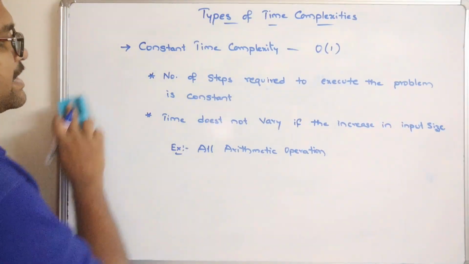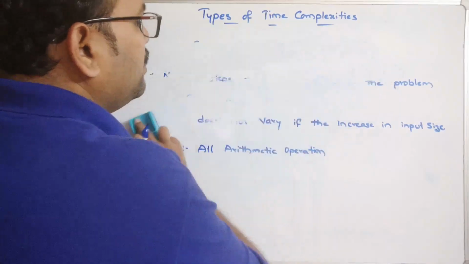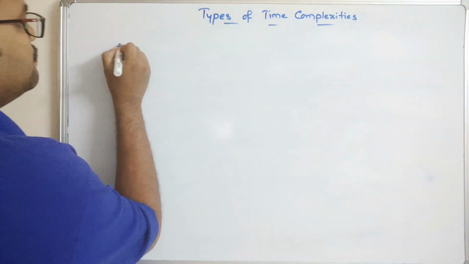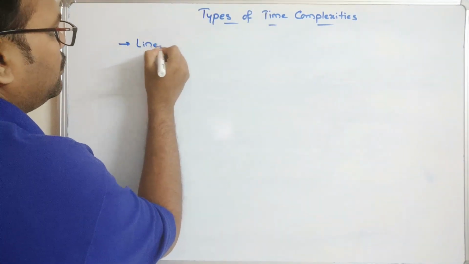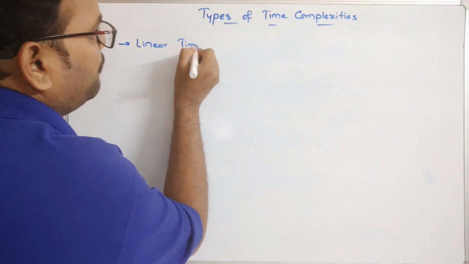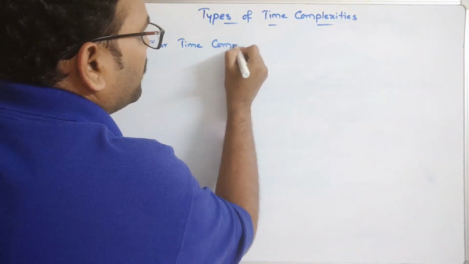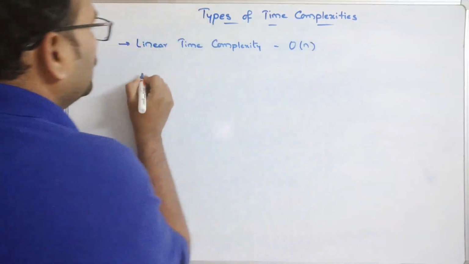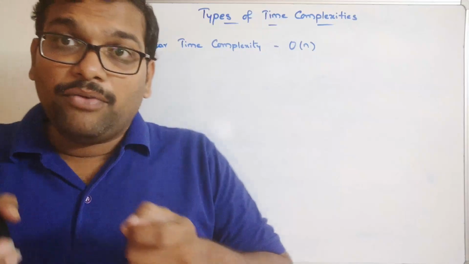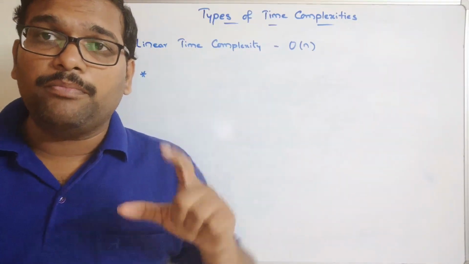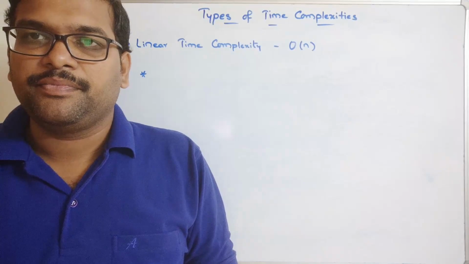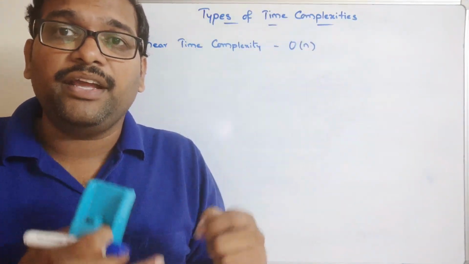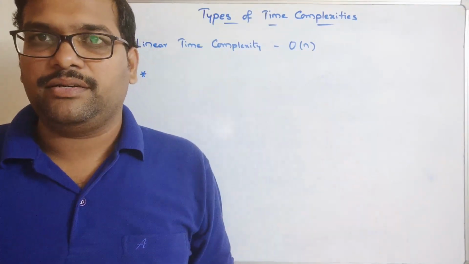Right? So next, coming to the second category, linear time complexity, which is usually denoted as order of n. So here the number of steps required to execute the problem depends upon the input size. So if the input size is increased, automatically the time taken to execute the problem will also be increased.